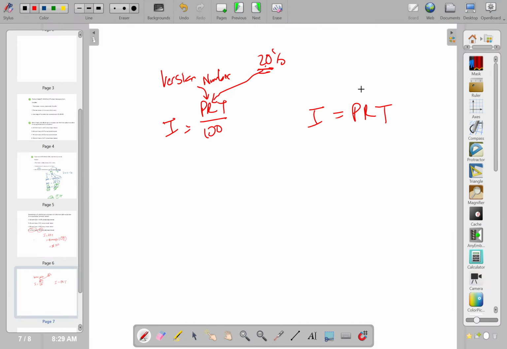And this is expressed as a decimal. So that means that if you had 20%, it would be 0.20 you put here, not 20. All right, so make sure you understand how to use the formula. Switching up now, let's go to the next topic.